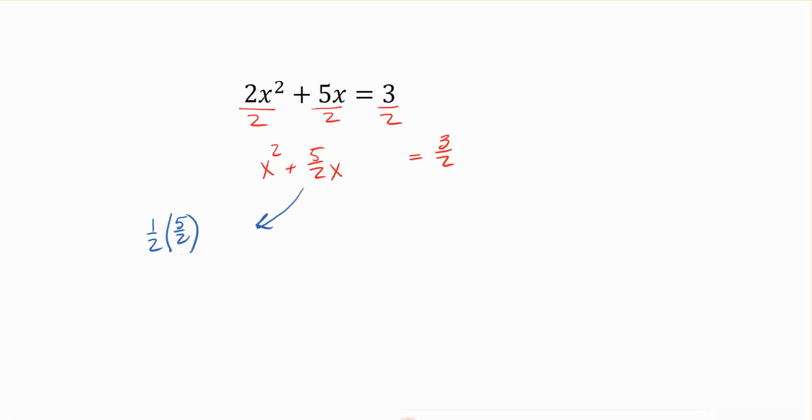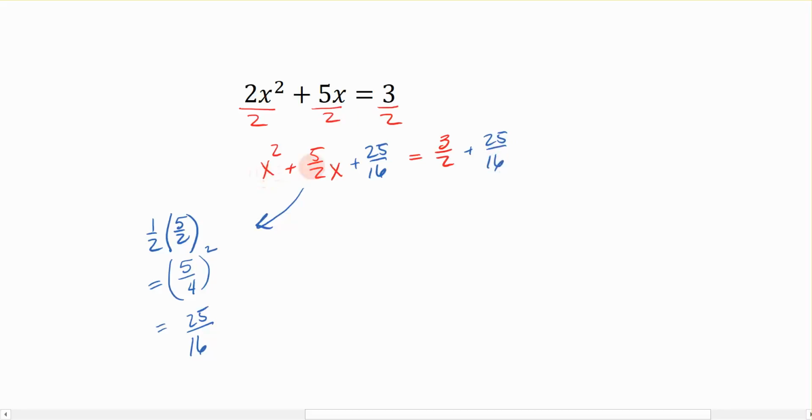When I take half of b, that's like multiplying b by 5 halves. When I multiply two fractions, I multiply numerator to numerator and denominator to denominator. So I get 5/4. Now 5/4 is what I'm going to square. When I square a fraction, I square the numerator, which is 25, and I square the denominator, which is 16. Okay, so 25/16 is what I have to add to both sides of my equation to keep it balanced.